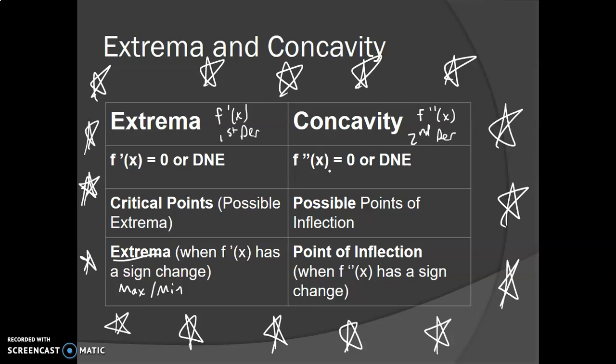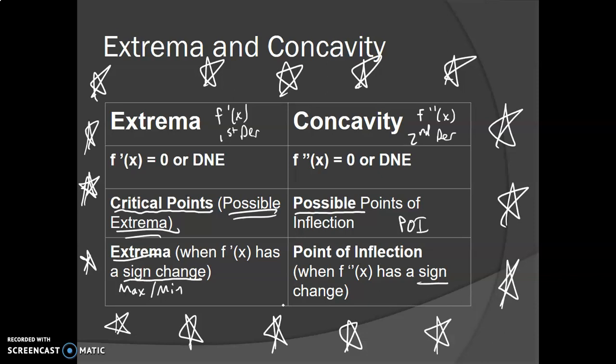And concavity, if the second derivative is 0 or undefined, that's where you're going to have a possible POI. And it's actually a POI if the second derivative has a sign change. So if the second derivative goes from positive to negative or negative to positive, and that's what we were just talking about. I wish that we didn't have this special word called critical points, but the AP exam and Math Excel will refer to critical points. That just means that the first derivative is 0 or undefined. I just wish they called them possible extrema, because then everything would match up. You'd have possible extrema and possible POIs, and then actual extrema and actual POIs if there's a sign change.